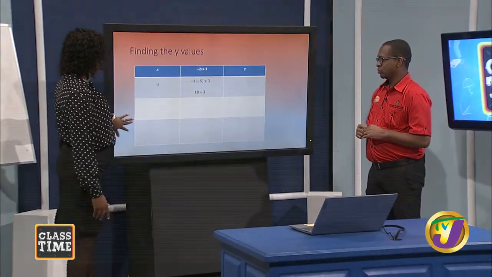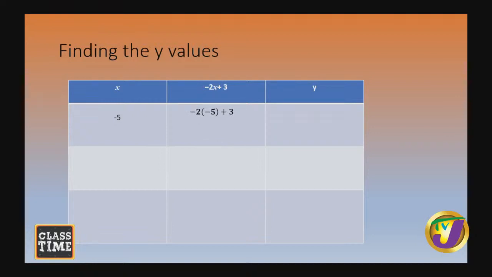So we can plot. For the first equation, when we use negative 5 as our x value, we get negative 2 multiplied by negative 5 plus 3. That's 10 plus 3, and that would be 13. When we use 0 for our x value, we get negative 2 multiplied by 0 plus 3, which would be 3. And when we substitute positive 5, it would be negative 2 multiplied by 5 plus 3, which gives us negative 10 plus 3, and that would be negative 7.